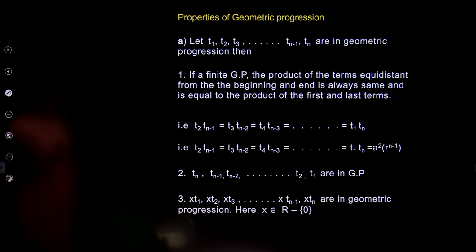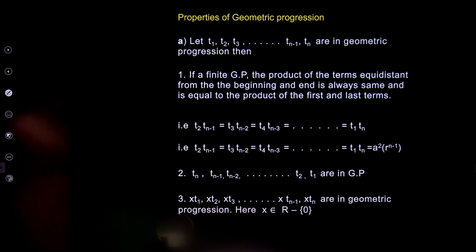First property: the product of the terms equidistant from the beginning and end is always the same, equal to the product of the first and last terms. That is, T2 Tn minus 1 equals T3 Tn minus 2 equals T4 Tn minus 3, equal to T1 into Tn. What is Tn? Tn is A r power n minus 1. What is T1? T1 is the first term, A. That is our first property.